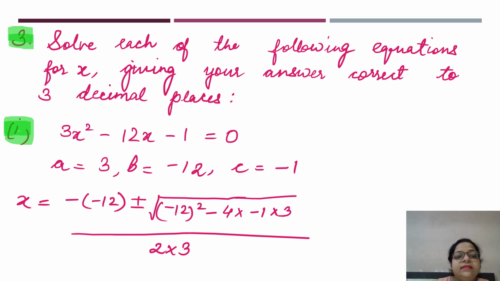Okay. Then what we are finding here is that the equation is 3x square minus 12x minus 1 is equal to 0. A is equal to 3, B is equal to minus 12, and C is equal to minus 1. X is equal to minus into minus 12 plus minus under root of minus 12 the whole square minus 4 into minus 1 into 3 upon 2 into 3.